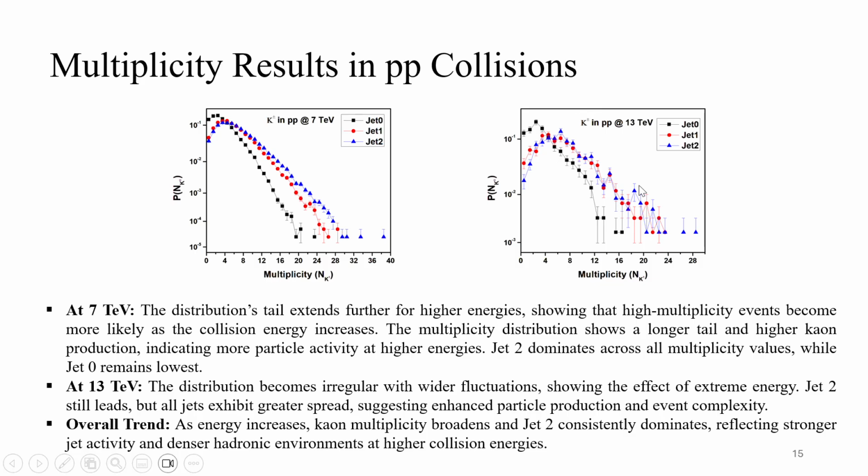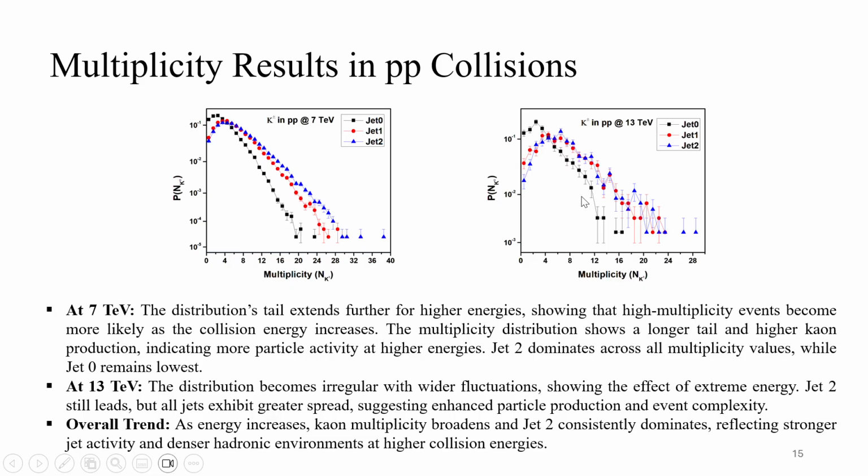And at 13 tera-electron volt we got some irregular, wider fluctuations, which is basically due to the effect of using extreme energy, and at extreme energy we are unable to simulate a larger number of events. That's why we use just 600 events here, and that's why there are more errors in this graph.